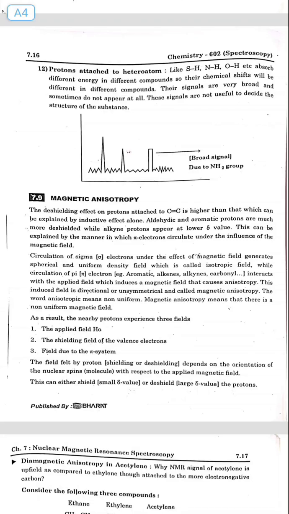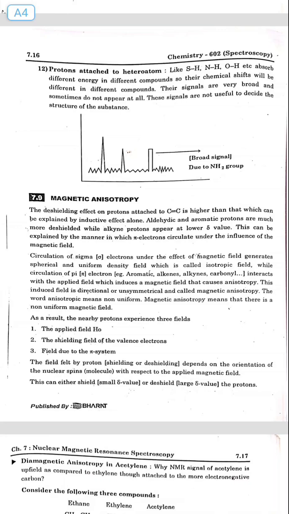If the number of neighboring protons is 0, the signal type is singlet. If the neighboring proton is 1, the signal type is doublet. If neighboring protons are 2, the signal is triplet. And if neighboring protons are 3, the signal type is quartet.